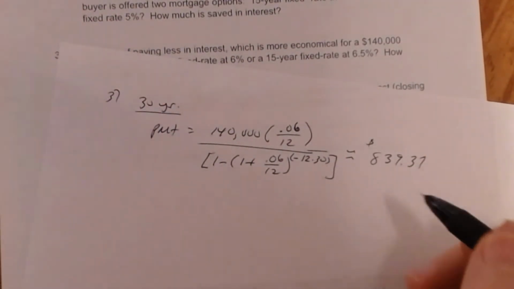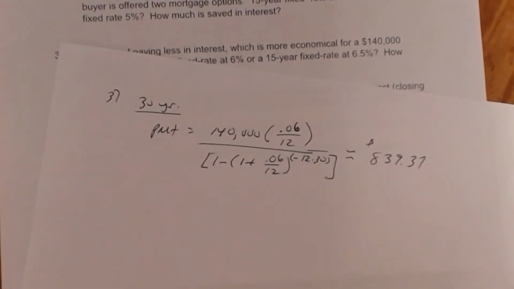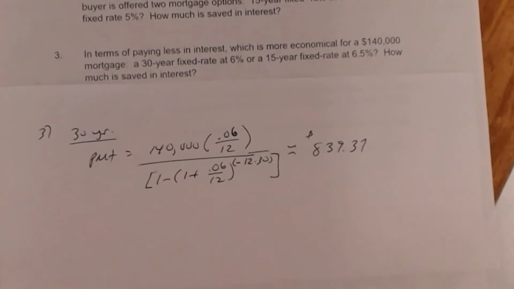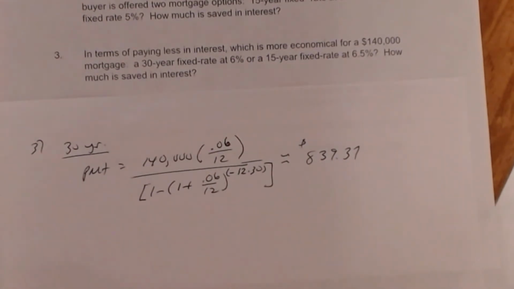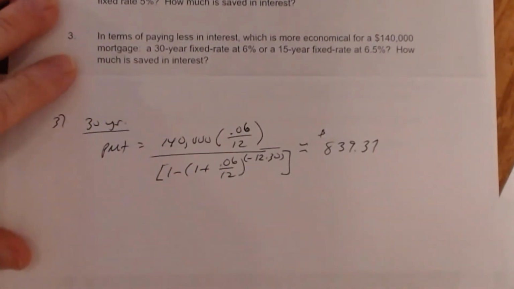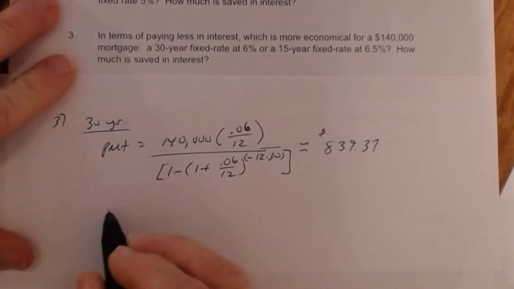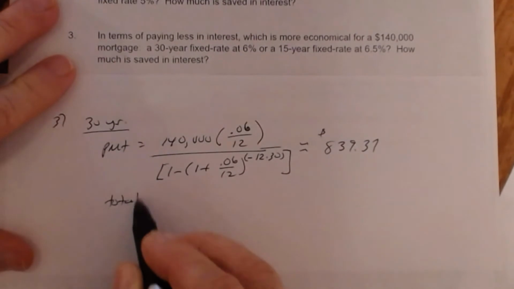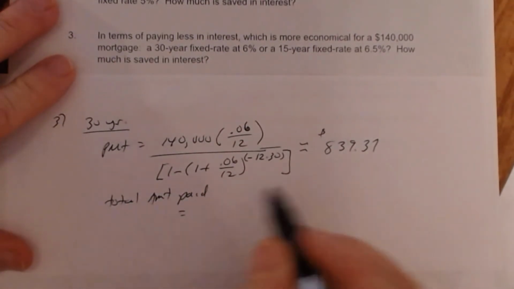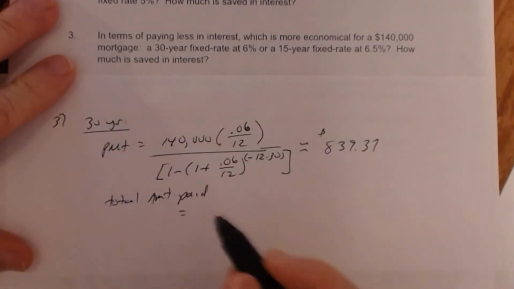Okay? All right, so that's how much you would pay each month for 30 years. So the interest, and you're asked in terms of paying less in interest. So let's find out, and you're asked to find out how much is saved in interest. So let's find out the total amount first. So the total amount paid will equal, all right, so that's how much you pay per month.